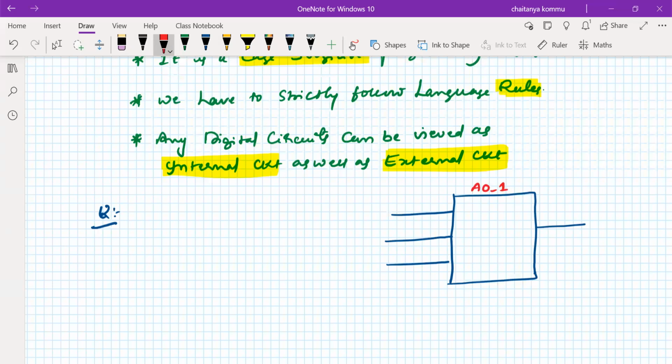Can anybody guess what is the external view of this circuit? For example, inputs A, B, C, and here is my output Y. What is the external view of this particular digital circuit? Any guess? What is the external view?